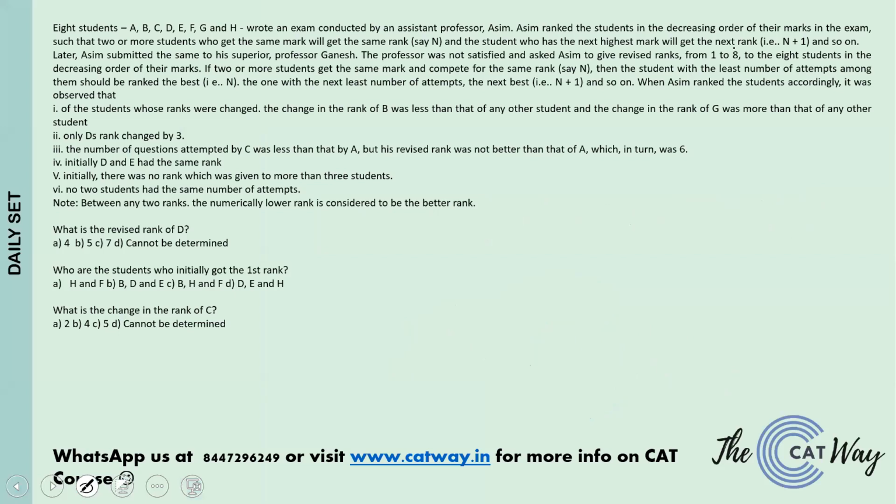So the question says that 8 students A, B, C, D, E, F, G and H wrote an exam conducted by an assistant professor Asim. Asim ranked the students in the decreasing order of the marks in the exam such that 2 or more students who got the same marks will get the same rank, say N. And the student who has the next highest marks will get the next rank, that is N plus 1 and so on. Later, Asim submitted the same to his superior, Professor Ganesh.